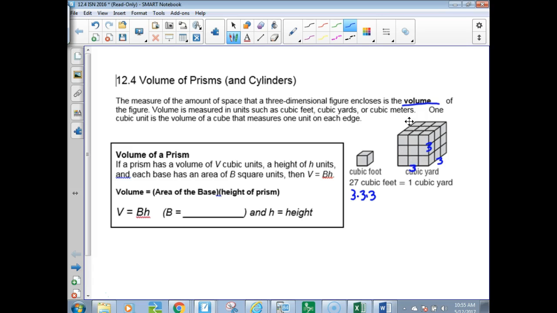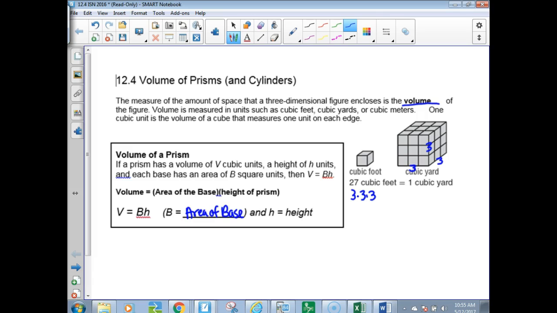And there's 3 layers. Or you can do the layers this way, where you look at the area of the base, which would be 3 times 3 times the height, how many stacks of cubes there are. That's what volume is. So if a prism has a volume of V cubic units, a height of H units, and each base has an area of B square units, then the volume is the area of the base times the height. The big B stands for area of the base.